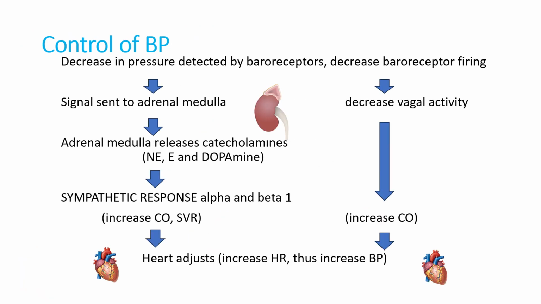On the other hand, a decrease in pressure detected by baroreceptors also results in decreased baroreceptor firing. This initiates a signal to be sent to the adrenal medulla, where the adrenal medulla releases catecholamines such as your norepinephrine, epinephrine, and dopamine. These chemicals initiate the sympathetic response by triggering the alpha and beta receptors. This increases cardiac output and systemic vascular resistance. The heart adjusts, and there is an increase in the heart rate and consequently an increase in the blood pressure.